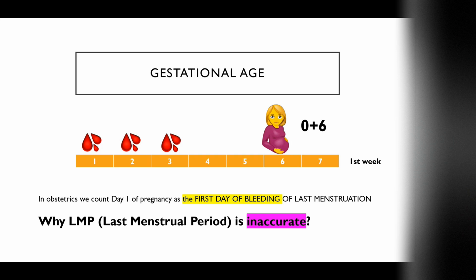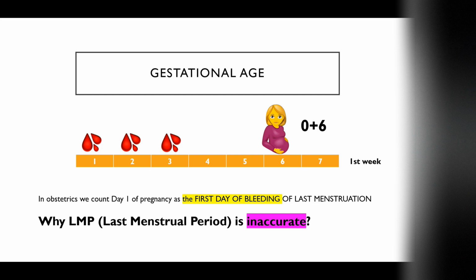Now I gave you here an example. I show you a woman who is 0 plus 6. Is it possible to be 0 plus 6 and pregnant? Is this scenario possible in real life? No. Why not? It will be hard to detect it at that time. So we have a student here who was right.